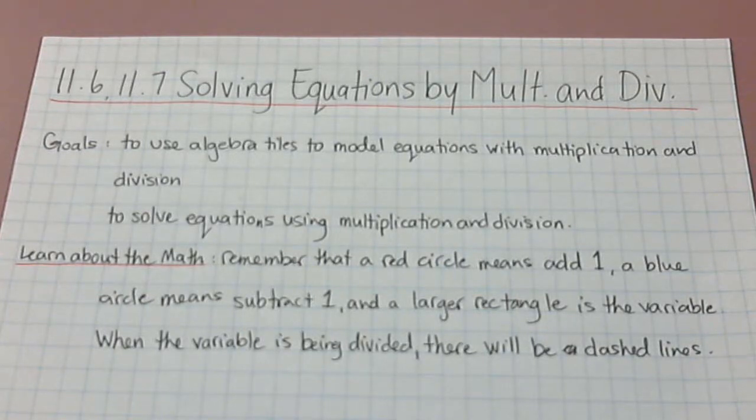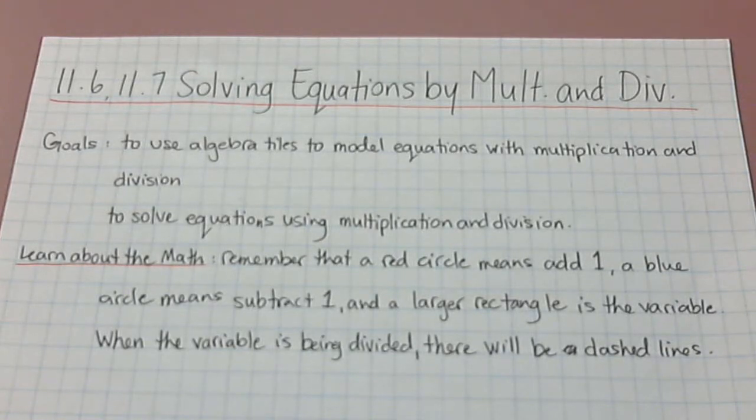Today we're going to look at two lessons at the same time: solving equations by multiplication and division. The goal is to use algebra tiles to model equations with multiplication and division, and then solve them. Remember from the other day that a red circle means add one, a blue circle means subtract one, and the larger rectangles are the variables. That will help us when we do multiplication.